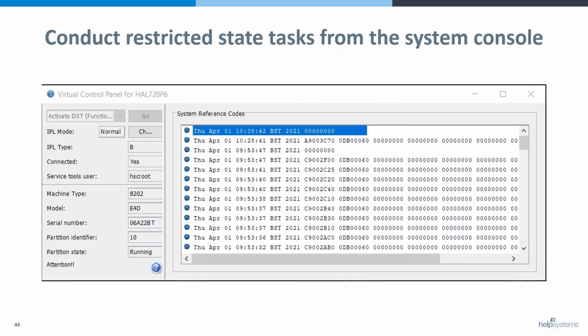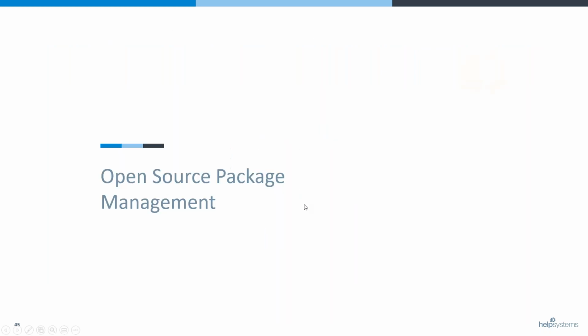You can also view system reference codes. In fact, I used to be able to memorize a few of these a few years ago. Definitely a sign of a misspent youth sitting in a cold computer room, eagerly waiting for IPLs to finish. But you can see those at a glance now and scroll back through them. You can also use this facility to activate DST and change the IPL type. Again, away from the green screen and in a modern interface.